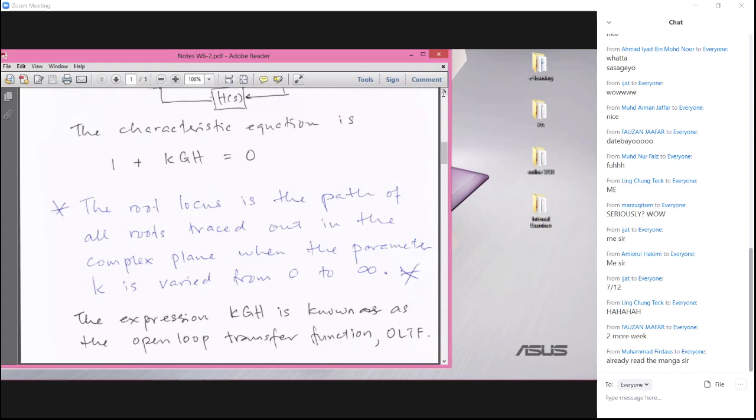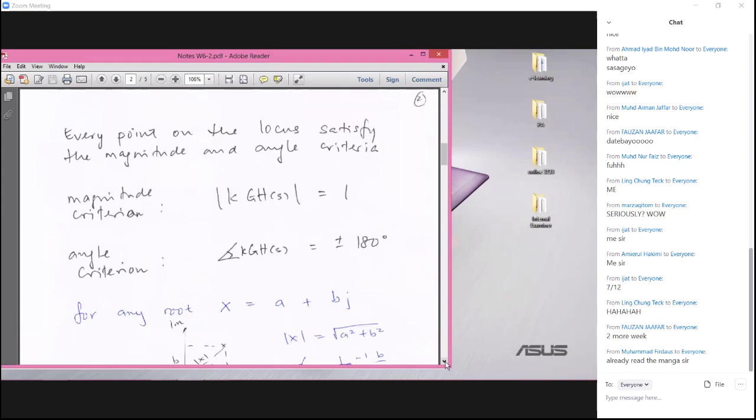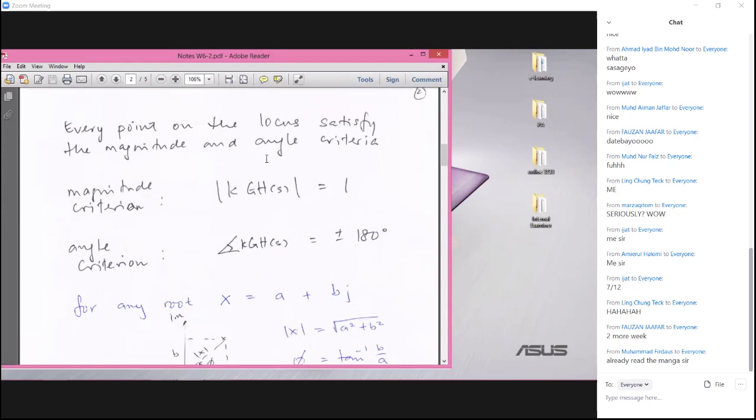Okay, if you go back here, so kGH is equal to -1. So the angle of -1 is, of course, plus and minus 180 degrees. So these two criteria must always be met when we trace out the roots of the characteristic equation.